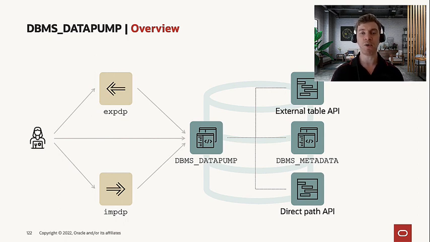This package, by the way, makes further calls to other APIs, like the external table API, if you're using the external table access method, DBMS_METADATA to get the metadata of the objects, and also direct path APIs. Those are just examples of some APIs that are used by the DBMS_DATAPUMP API. So we all use, again, DBMS_DATAPUMP through expdp and impdp.